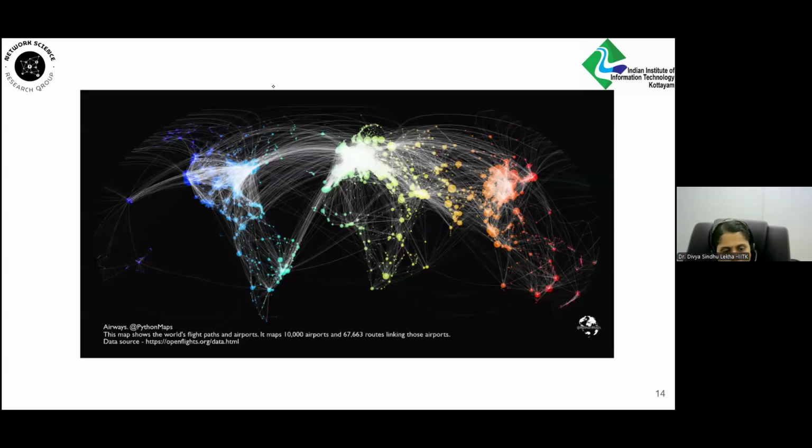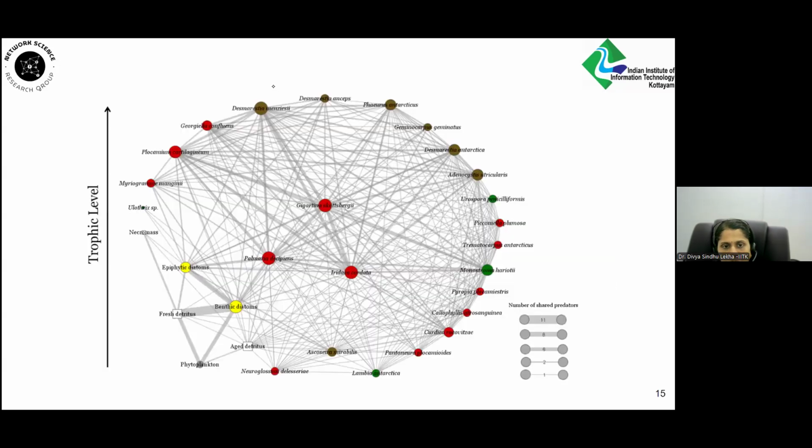This is the Worldwide Airways map. Again, a network representation is clearly visible from here. You can see that some places have dense connections, which is in the mainland. You can see that the green part or red part or blue part has a larger number of connections. But when you go to other kinds of places or islands, the number of connections is very small.